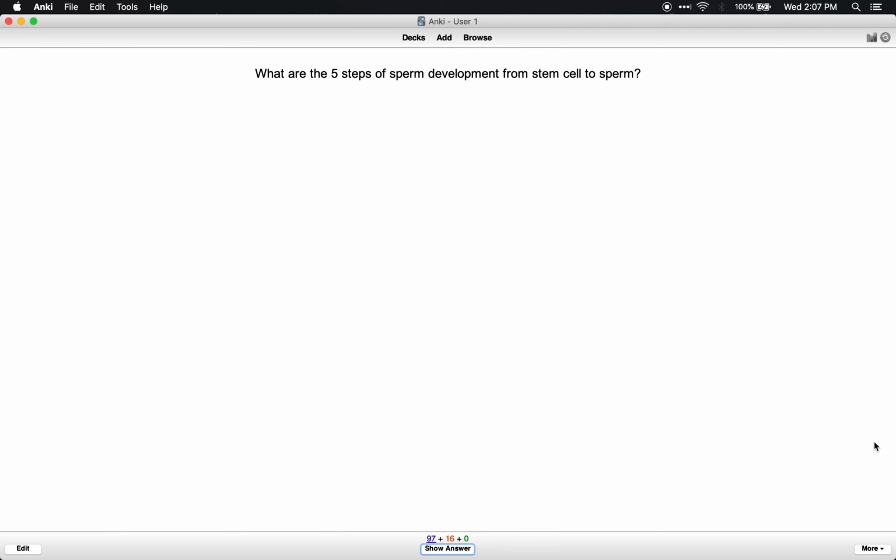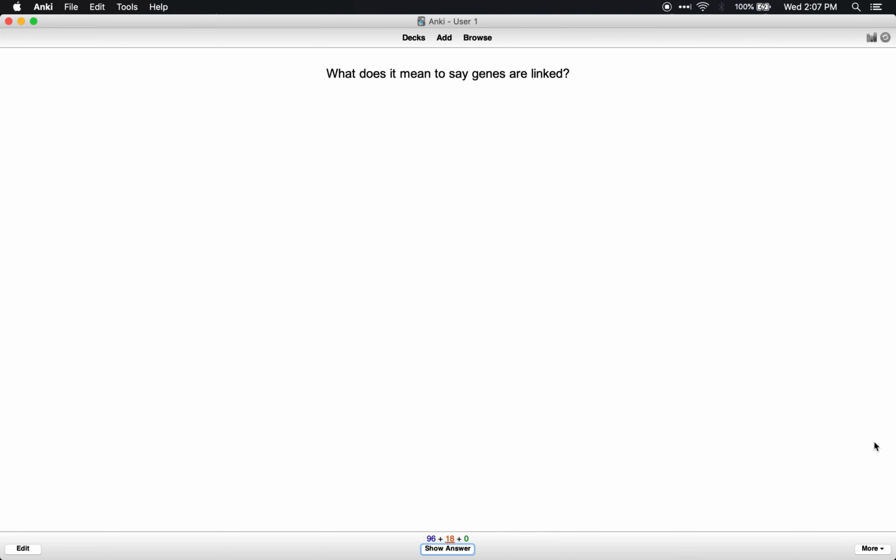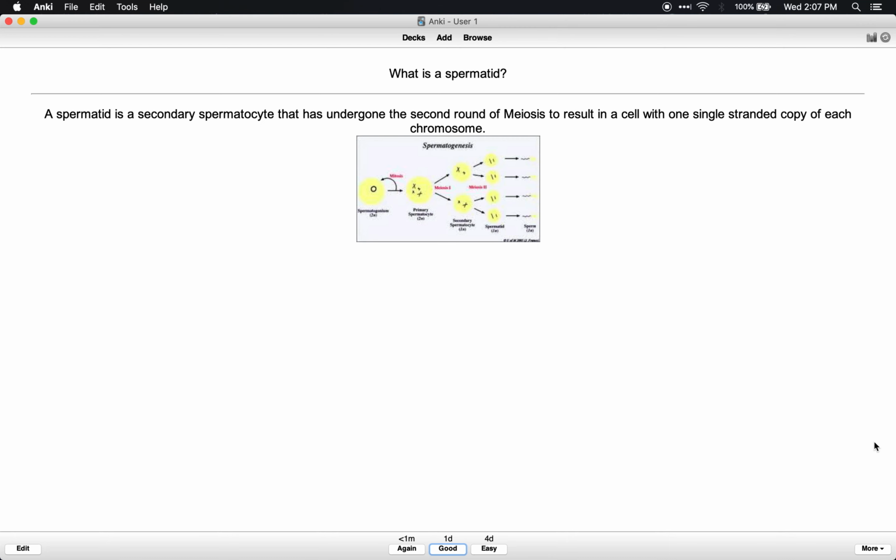What are the 5 steps of sperm development from stem cell to sperm? Spermatogonium is the stem cell, then primary spermatocyte, secondary spermatocyte, spermatid, and then we actually get the spermatozoa, which is the sperm itself. What does it mean to say genes are linked? They're on the same chromosome. What is a spermatid? Products of meiosis II, and they come after the secondary spermatocyte.